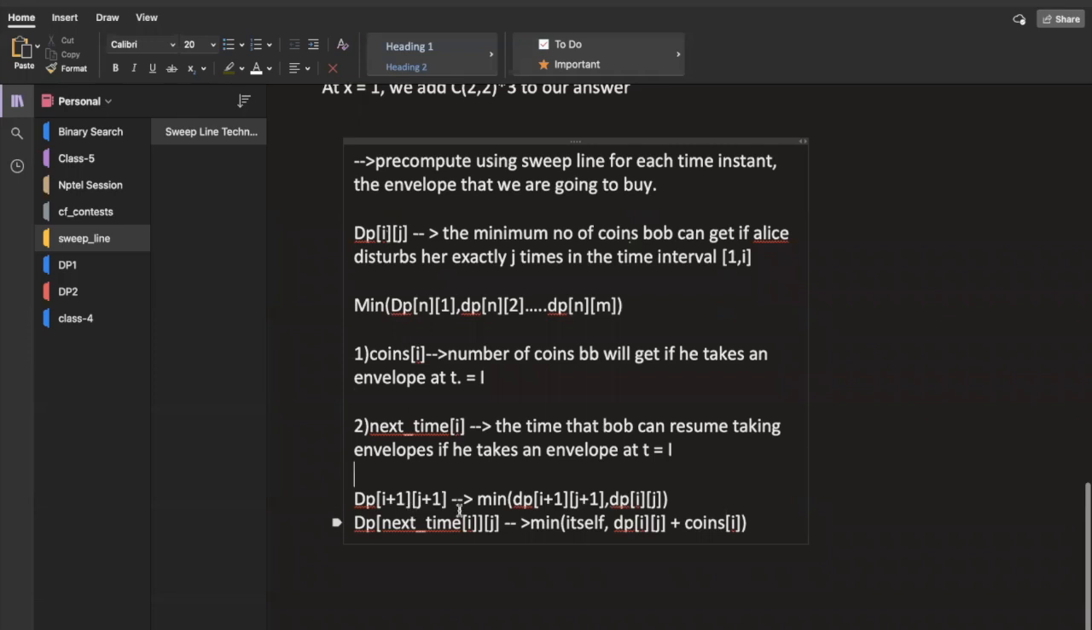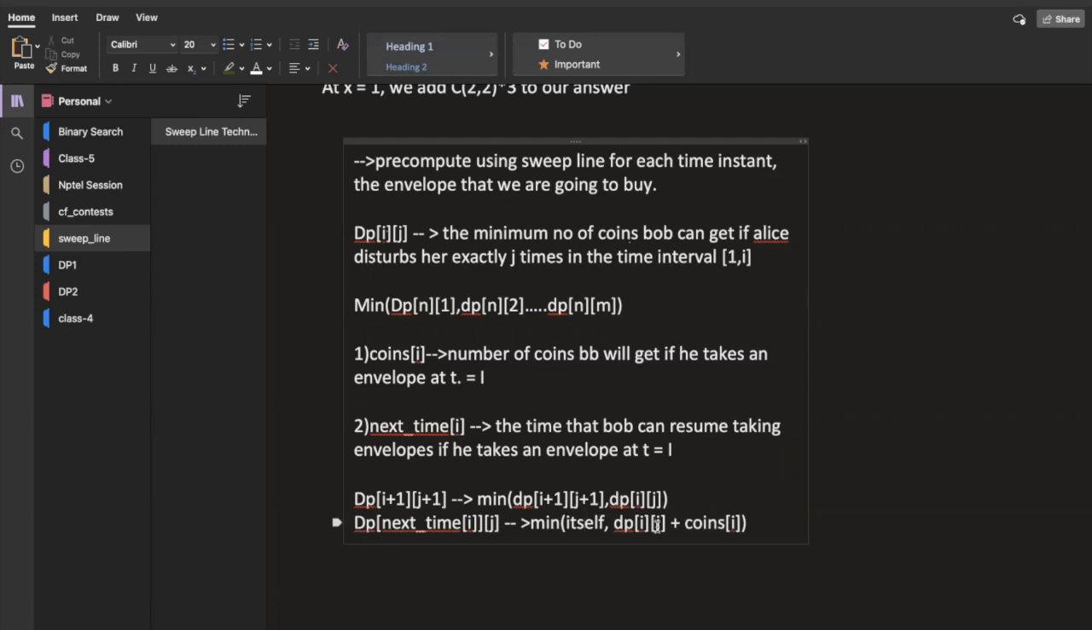And the second case is that Alice does not disturb Bob. In this case, I will resume my usual strategy at next time of I, which is a value that I have previously calculated. So from I, I will go to next time of I, and j will remain the same because Alice hasn't disturbed Bob yet, right? So I'll go from i j to next time of I and j, and also I will get coins of I extra. So I will minimize this with itself and dp i j plus coins of I, right?